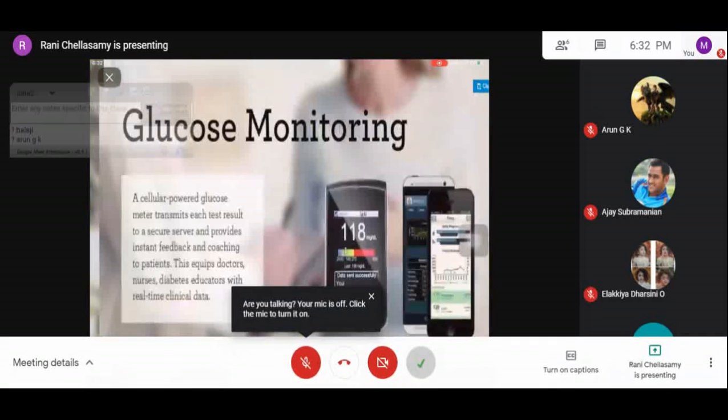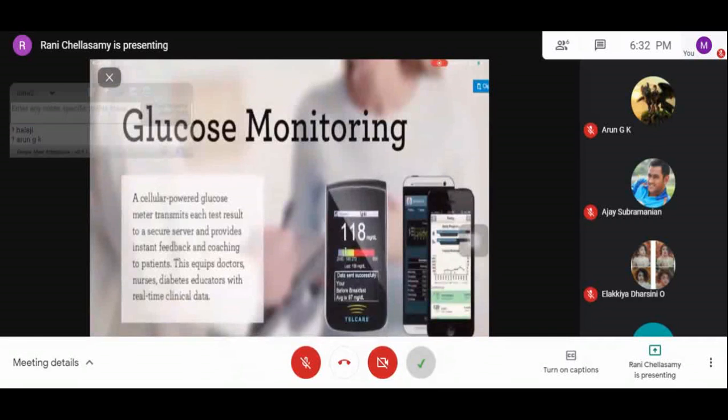Glucose monitoring is another kind of application of IoT. It's a cellular powered glucose meter which transmits each test result to a secure server. It sends the results to the server and provides instant feedback and coaching to the patients. And this information will equip the doctors, nurses and diabetes educators with real-time clinical data.